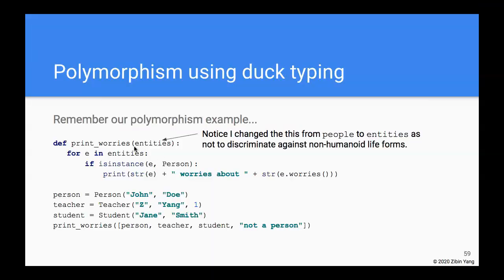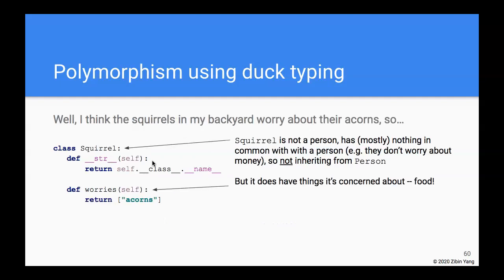Now, what if I want to use the same print worries function to print out worries of all life forms, not just people? For example, I have quite a few squirrels in my backyard, and I can see that they worry about their food, right? Their food includes acorns. So to represent squirrels, I can define a squirrel class. Now, squirrel obviously is not a person. It has almost nothing in common with a person. So it makes no sense that a squirrel would inherit from a person, right?